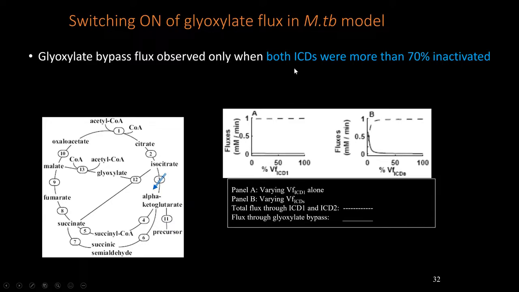What we observed was both ICDs have to be inactivated. Otherwise, the flow to ICL will not be sufficient, which is tough because we cannot make selective ICD inhibitors for human and bacteria. Bacteria, particularly MTB, has 2 ICDs, 2 groups of ICD. One ICD is non-eukaryote, the second ICD is very much eukaryote.